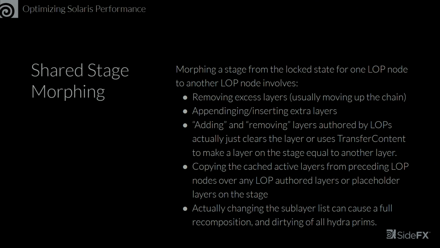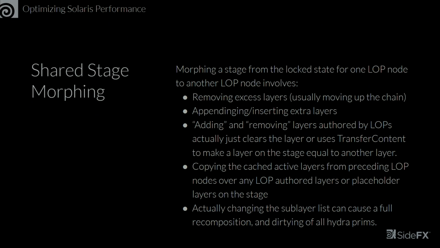Yeah? So I'm assuming shared stage morphing is when you mentioned having placeholders. So I'm assuming it's because you have prims that have similar data or different data in a different stream. And is that what's happening? Is that why you need, or is it different prims altogether? It's more about moving up and down the LOP network.